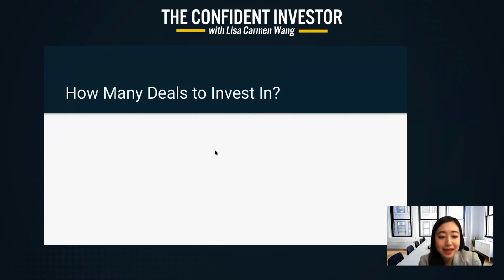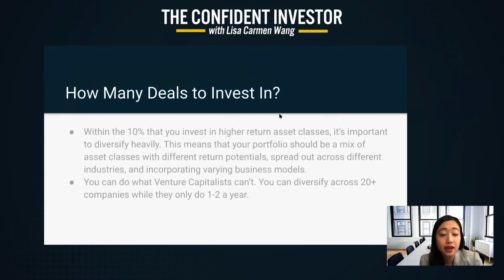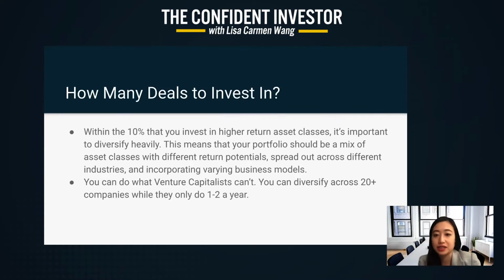Now, when it comes to how you maximize this potential for the ones that you're going to hit a home run, here's how we think about it. Within the 10% that you invest, you have to diversify heavily. The way that I talked about it is you spread it out across different industries, different business models, different stages. And what you have an advantage in as an individual angel investor versus a venture capitalist is that you can actually diversify across 20 plus companies, while most venture capitalists actually do only 1 to 2 major deals a year. They might do some small ones here and there, but especially the micro funds, they don't have a significant advantage over the individual angel investor.